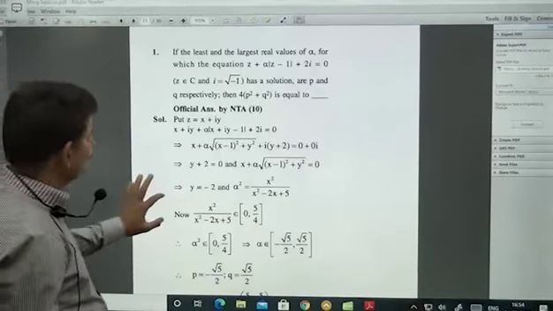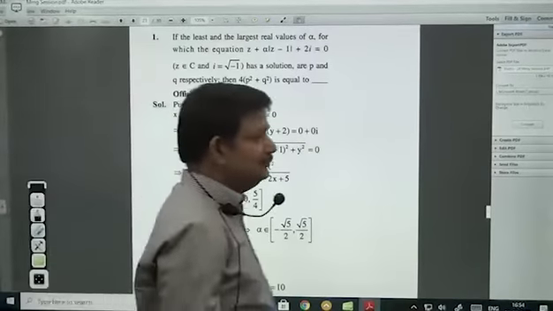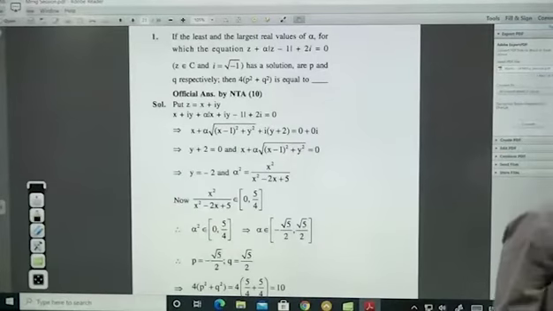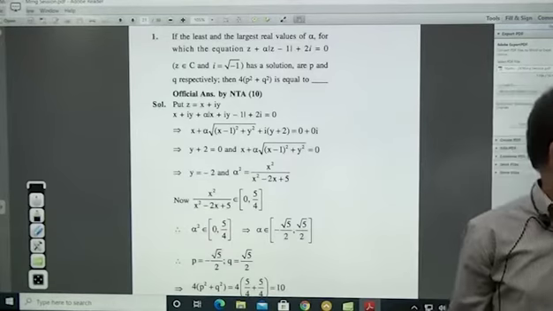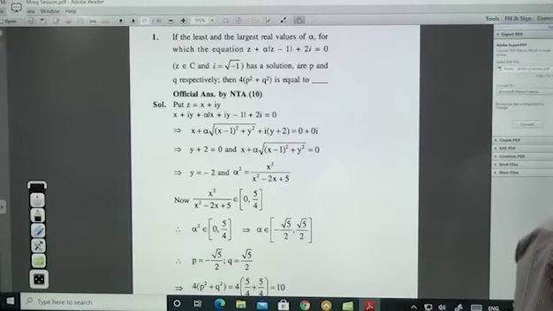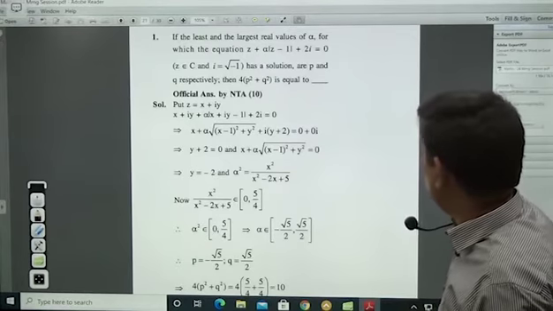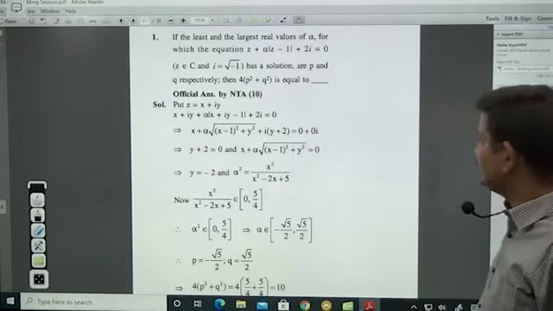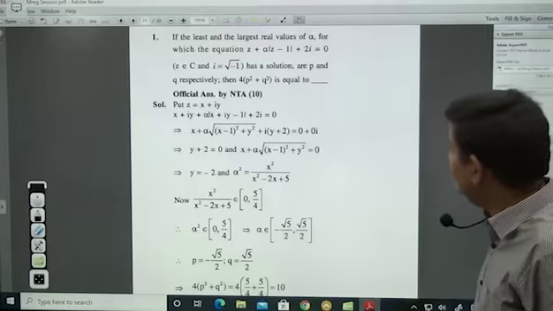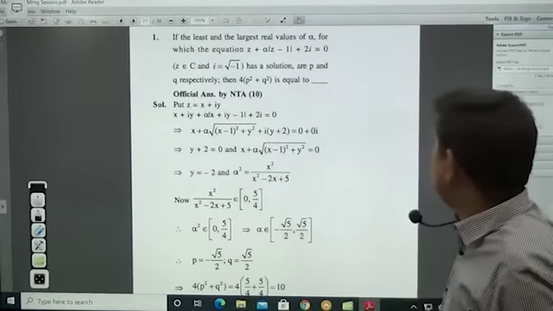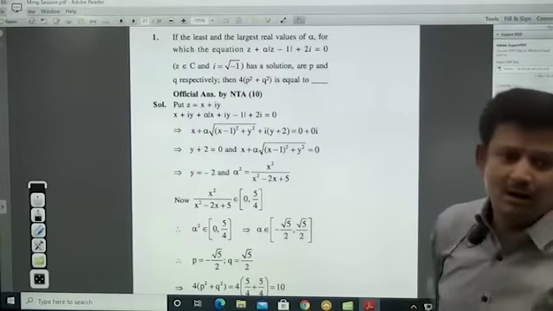Fine. So coming back to the question. If the least and largest real values of alpha for which this equation has a solution are p and q respectively, then 4 into p square plus q square is equal to. He did it assuming z is equal to x plus iy. Let us see if all this is needed.